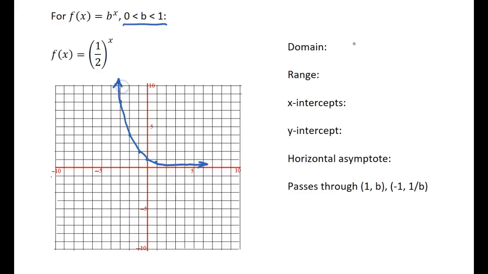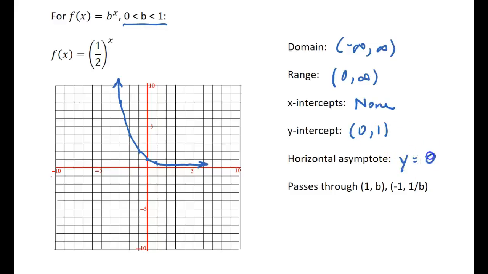All right? Domain is still negative infinity to infinity. Our range is still greater than 0. X-intercepts, none. Y-intercept, 0, 1. And horizontal asymptote, y equals 0.